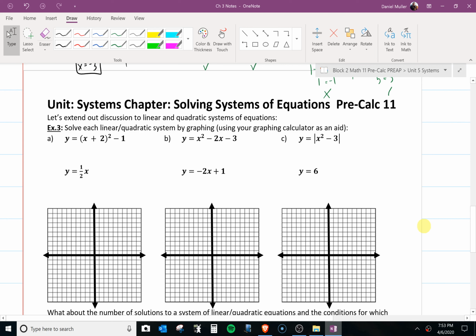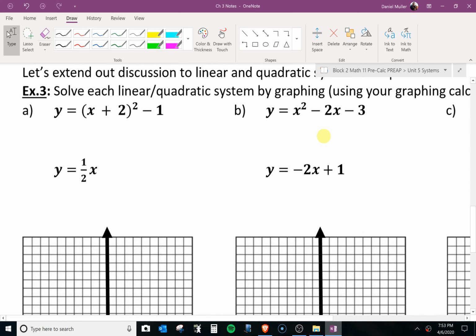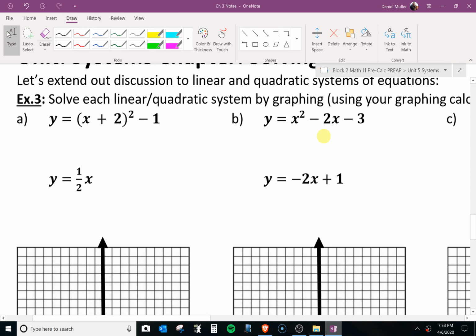Example number 3. Let's extend our discussion from linears to linears and quadratic systems. So a system, again, it's a group of equations, more than one. And here we can have them where one of them is linear and one of them is quadratic. This makes it a grade 11 because a quadratic is an x squared. So the first ones here, example 3, all want us to do this by graphing.